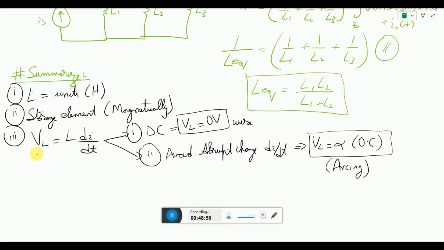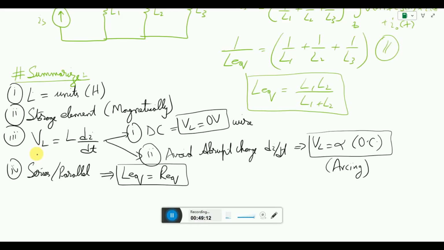And then we saw the series and parallel combinations of inductors. Again, they follow the same principle. So L equivalent follows the same principle as R equivalent, which we saw in our previous lectures. And that is the summary of today's lecture.